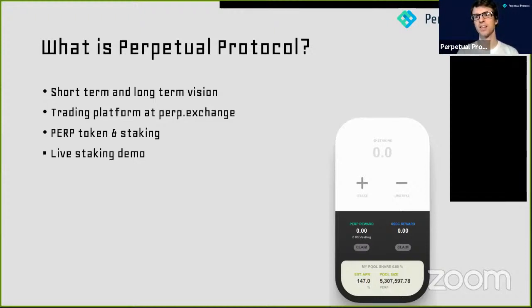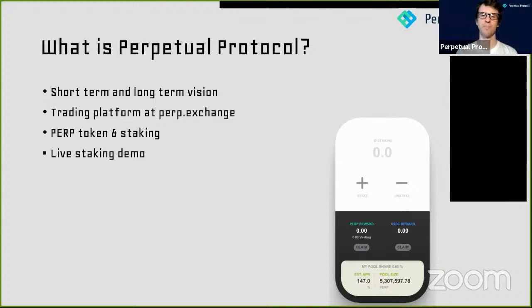Now, something that people love to know about, especially in DeFi, is tokens. So of course, our project also has a token. It's called the Perp token, PERP. And this token is a governance token at its fundamental core.